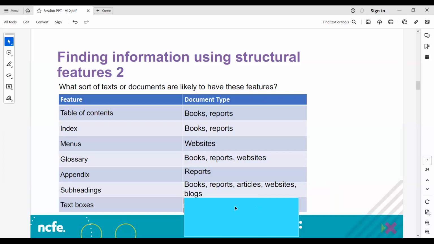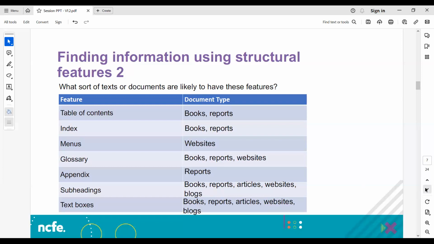And the last one, a text box. Books, reports, articles, websites, blogs. So a text box in a book is most likely to be in a non-fiction book. They're often used to highlight a key piece of information or to give additional information separately. So in an article, they might put a little bit of extra information separate to the rest of the text in a text box.